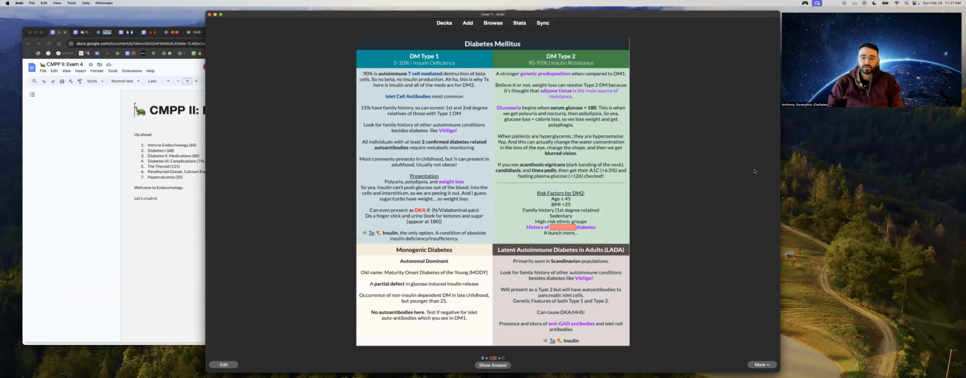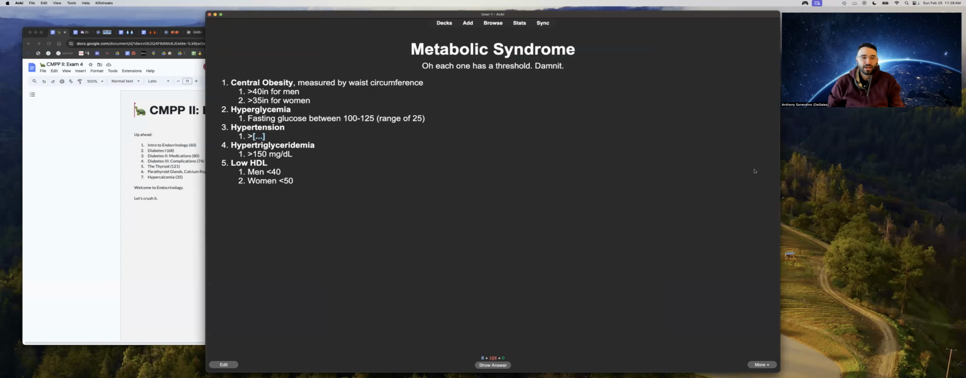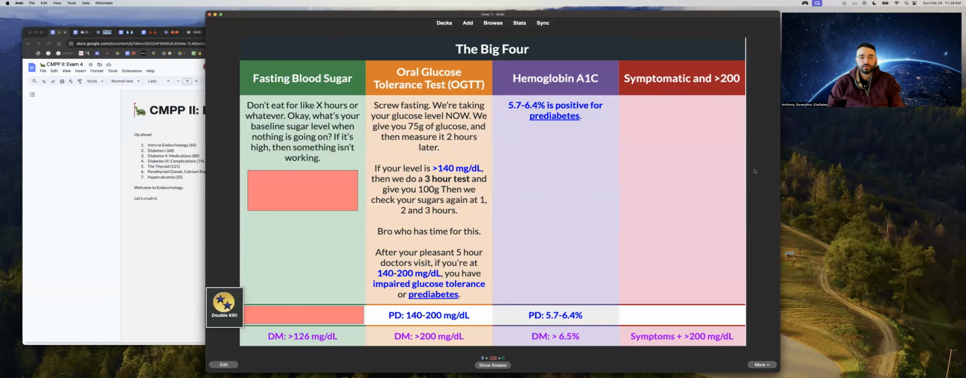High-risk ethnic groups, history of gestational. Stimulated by insulin and elevated what? What elevated what would stimulate glycogenesis? Glucose? Hypertension greater than 130 over 85. Fasting blood sugar, what's diabetic? 100 to 125.